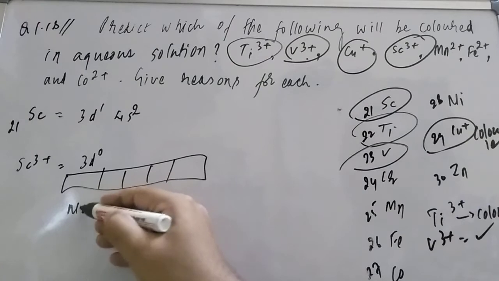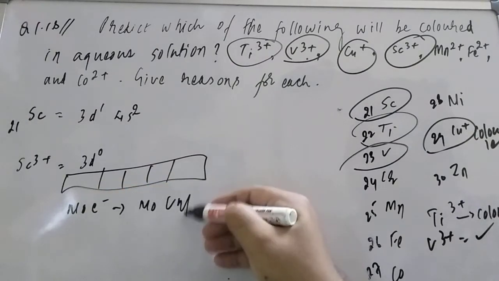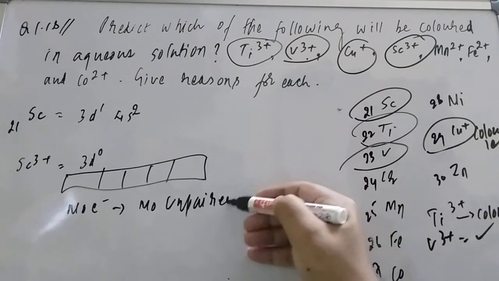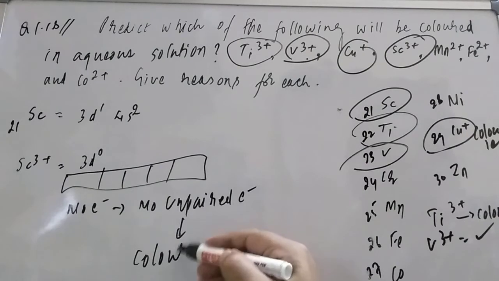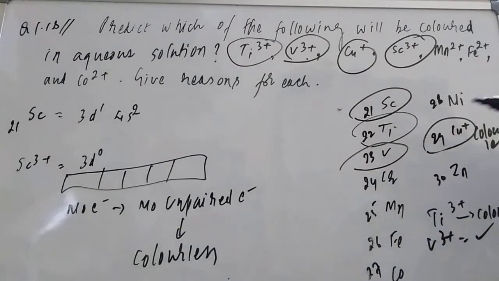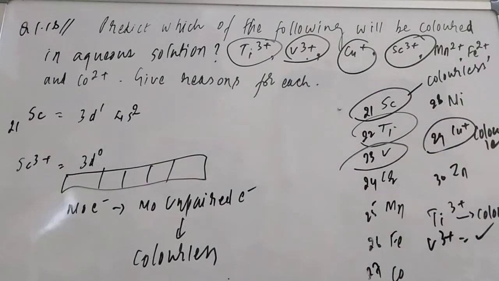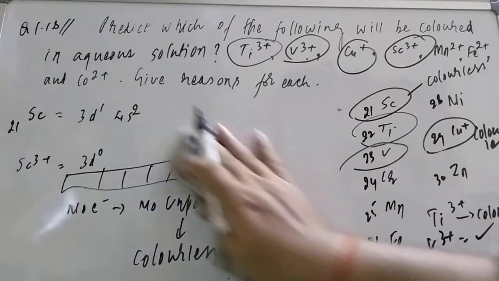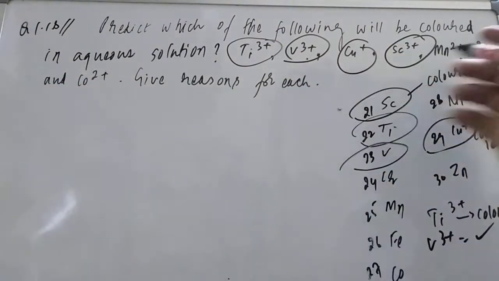No electron means no unpaired electron. No unpaired electron means colorless. So scandium is also colorless, student. Two options we got that are colorless. Now you check the other options. What is the other one, student?